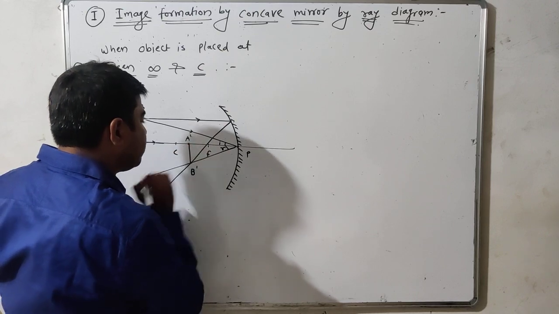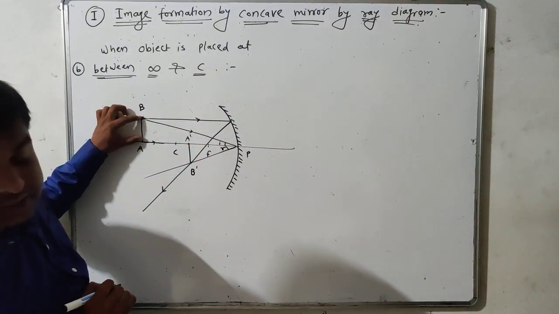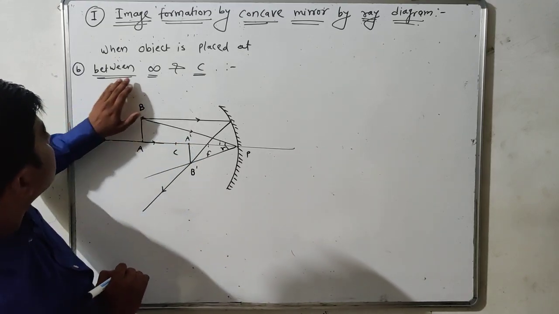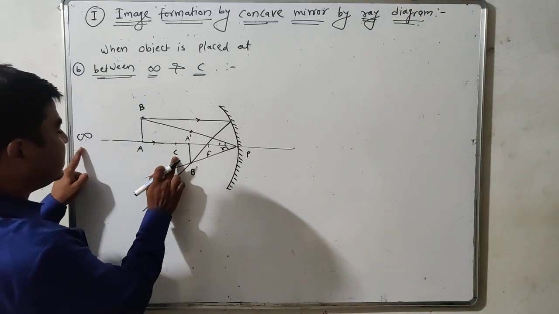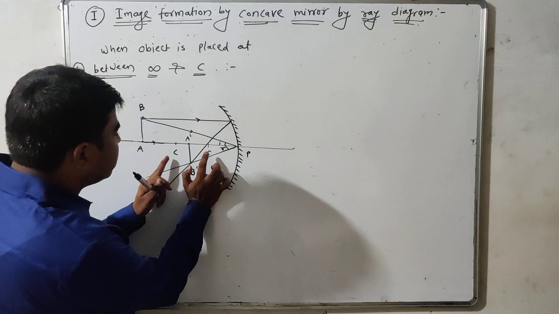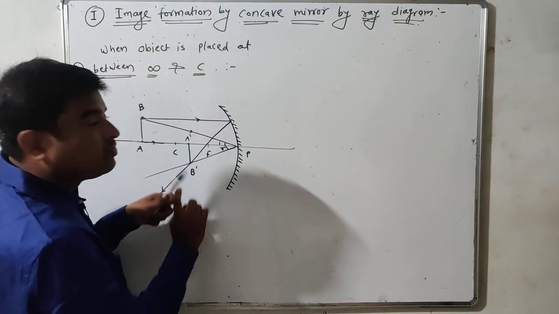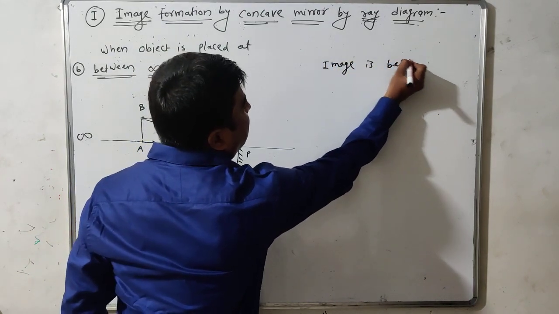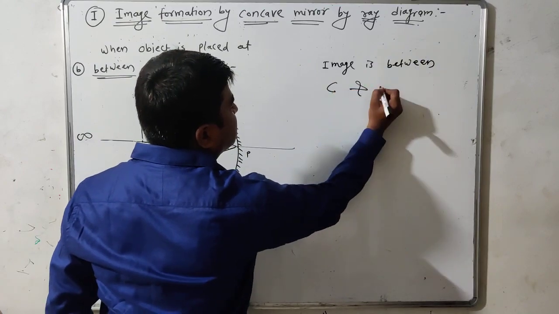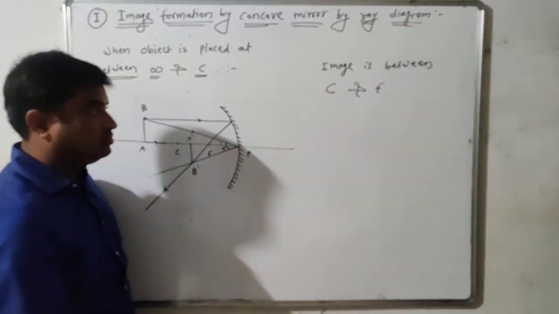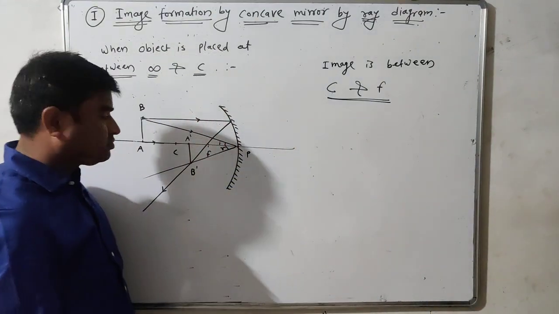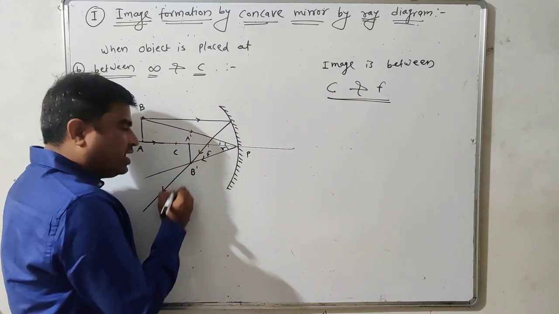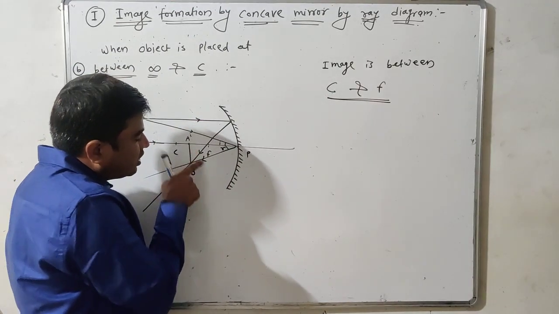Therefore the image of this object is A dash B dash. Whenever the object is located between what? Infinity and center of curvature, the image will be obtained where? Between center of curvature and focus. Therefore we can write here: image is between center of curvature and focus. Understand?